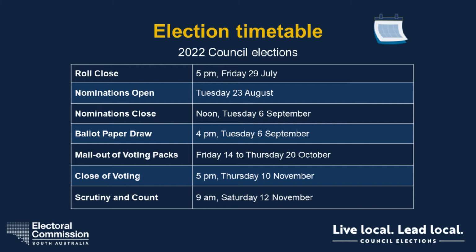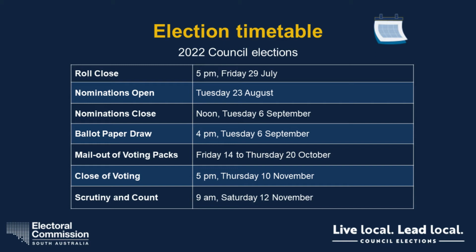Close of voting is the deadline for when votes must be returned to us in the mail or placed in the ballot box at the council office. Scrutiny and count is when the scrutiny and count commences and the votes are counted to determine who is elected. The preliminary scrutiny commences with checking the envelope and removing the declaration flap to ensure the secrecy of the voter's identity is maintained. Remove ballot papers from the envelopes and check for formality. When completed, the count will commence.